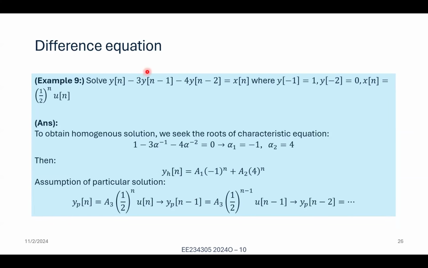So we solve yn minus 3yn minus 1 minus 4yn minus 2, which is xn, where y minus 1 is 1, y minus 2 is 2, and this is the initial condition, and this is the input.